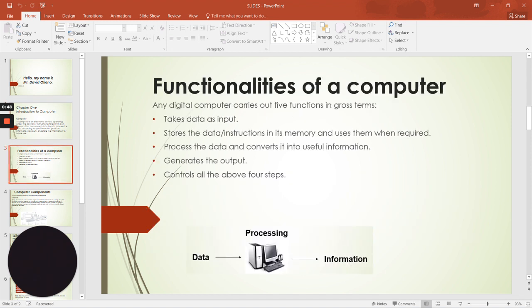Functionalities of a computer. Any digital computer carries out five functions in gross terms. That is, takes data as input, stores the data/instructions in its memory and uses them when required, processes the data and converts it into useful information, generates the output, and it controls all the above four steps. As you can see in the picture below, we have data being processed to give us information.